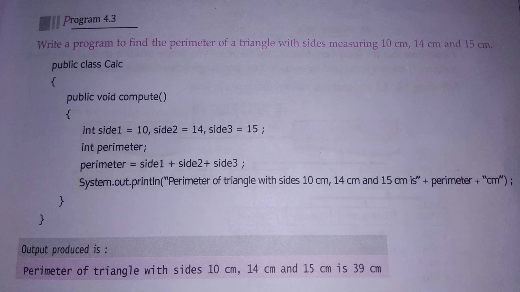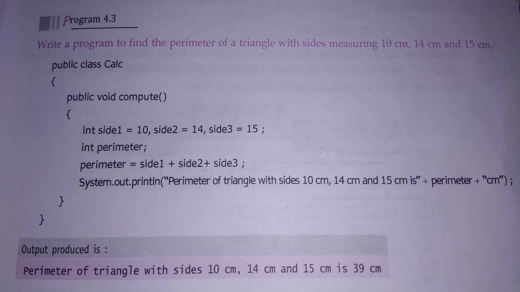So for this, first of all we will declare the class. Class name is calc. After the declaration of the class, we will declare the function, that is compute. And then, after the declaration of class and method, we will declare the variables. What are the variables? How many variables do we want?